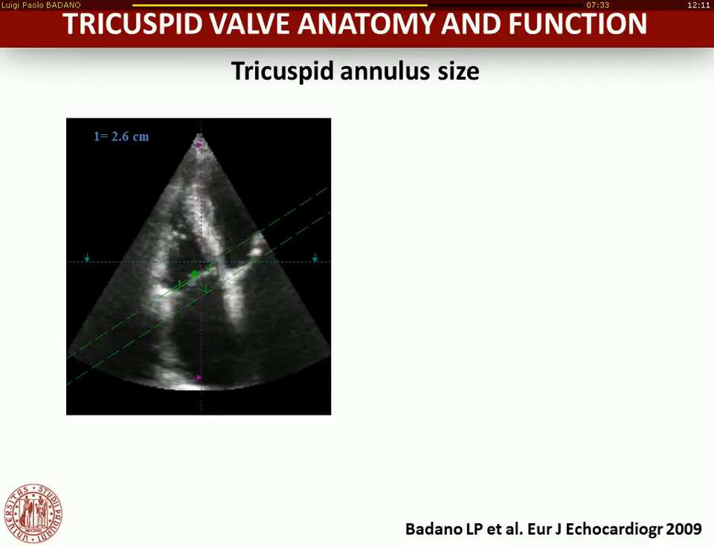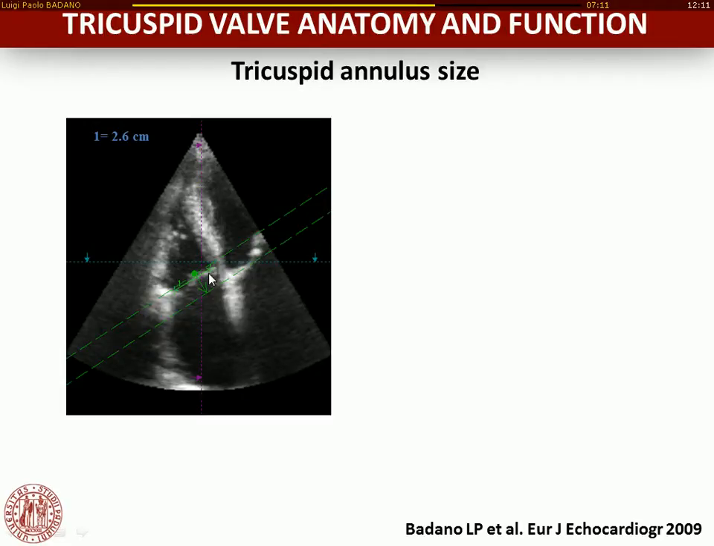However, cardiac surgeons don't care so much about the degree of the regurgitation. The important parameter for them is the size of the tricuspid annulus, and they know that if the tricuspid annulus is dilated, they have to fix the valve, otherwise, despite a successful intervention of left-sided valves, the degree of the regurgitation will evolve over time.